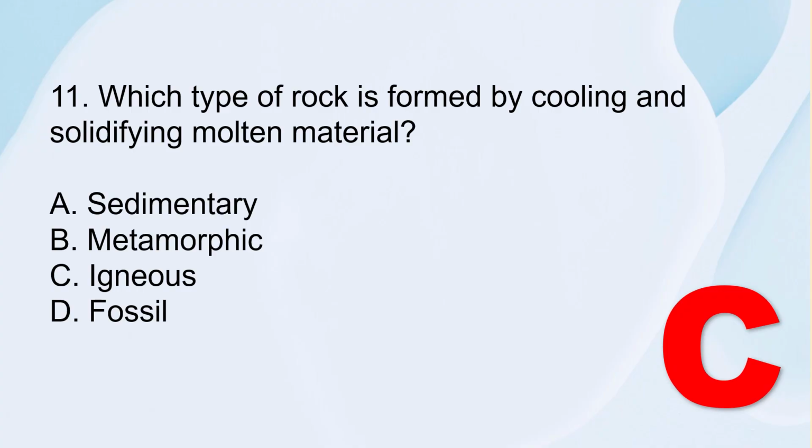Okay, the correct answer is letter C, igneous rock. So this is from magma or lava. This is a type of rock that is formed by cooling and solidifying molten material from magma or lava. For sedimentary, this is formed from sediments. For metamorphic, this is altered by heat and pressure. And for fossils, this is not a rock type, but this is the remains of living things. So letter C is the best answer.